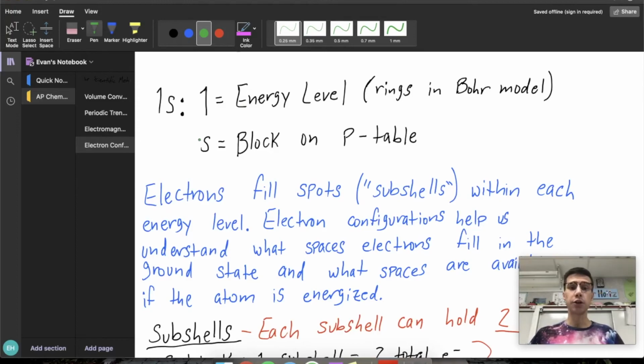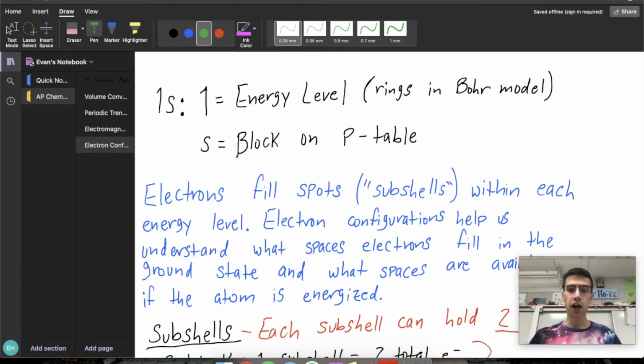So our explanation behind electron configurations is what I have here in blue, okay? Electrons fill spots, which we're going to call subshells, within each energy level. And by energy level, I really just mean the different levels on the periodic table as we go down from energy level 1 to energy level 7. Okay, and we'll take a look at some examples of this.